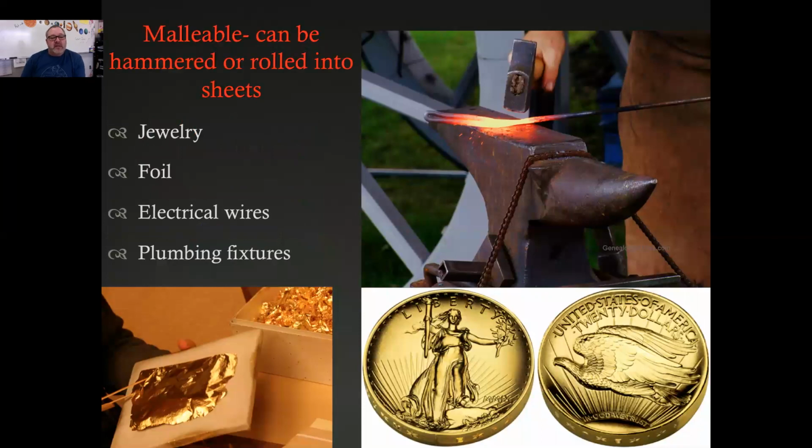If something is malleable, that means that we can hammer it, pound it into shape. It can be rolled into sheets. Oftentimes this gets used for jewelry and different types of foil. Typically we're thinking about aluminum foil, but there are different types of foil. We've talked about gold foil before, like Rutherford and his gold foil experiments. That's the picture down on the bottom left here, very, very thin sheets of gold foil. It can be used for electrical wires and plumbing fixtures. Because metals can be pounded and molded, they get used for making coins and things like that.